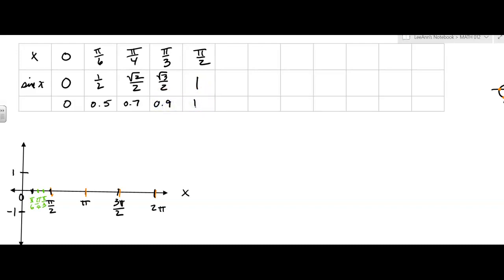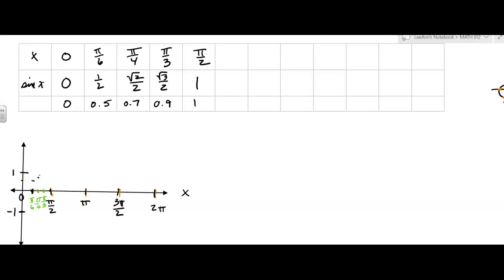All right, let's look at what these points look like then. So I'm going pi over 6, and I'm going up a half, so it's about there. There it is. And then pi over 4 is a little bit higher.